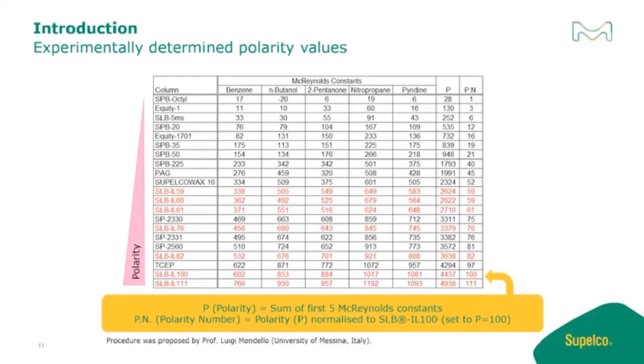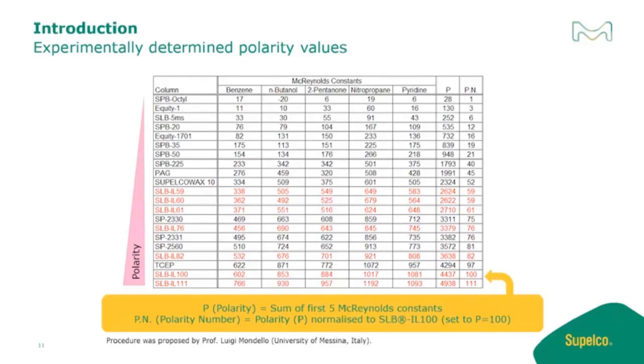So you can see for SLBI-100, the summation is 4,437. If we look at something like the SLBI-60, you can see the value is 2622. So if we do that ratio, it comes out to be about 59. So we name that particular stationary phase SLBIL59.